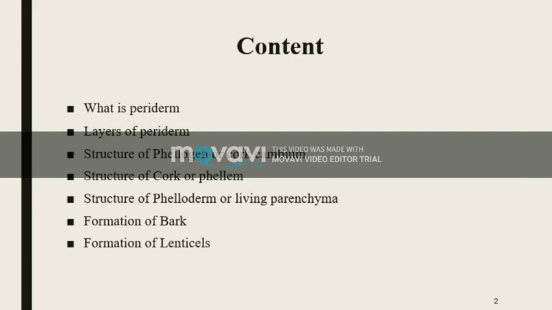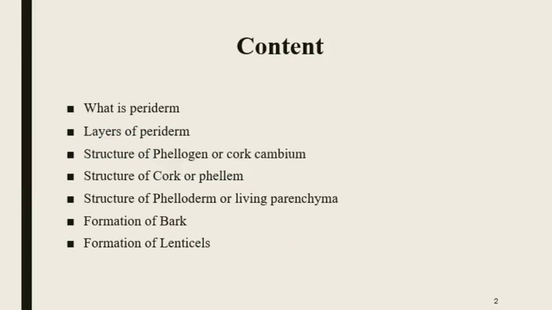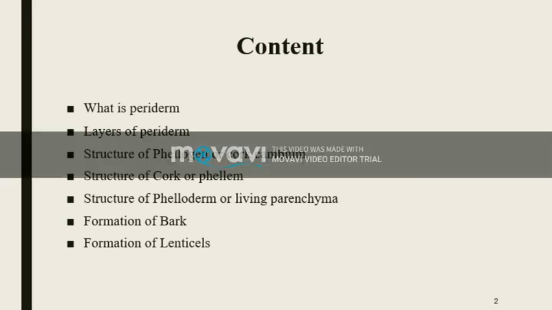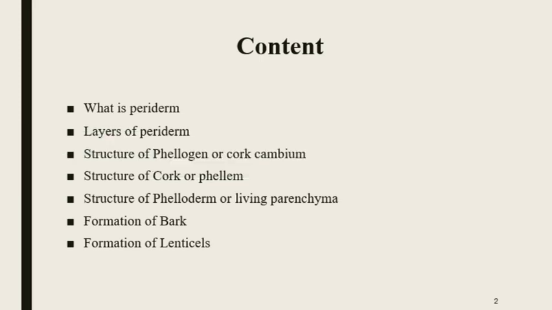The content of this lecture is, first of all, we will see the introduction, that is, what is periderm, then the layers of periderm, structure of phellogen or cork cambium, then structure of cork or phellem. After that we will see the structure of phelloderm or living parenchyma, and we will also see the formation of bark and formation of lenticel. We will discuss all of these one by one.